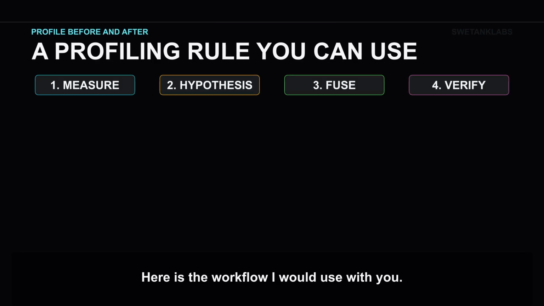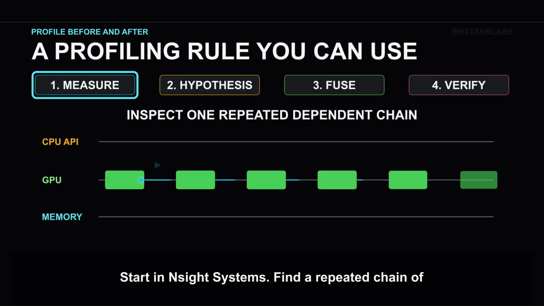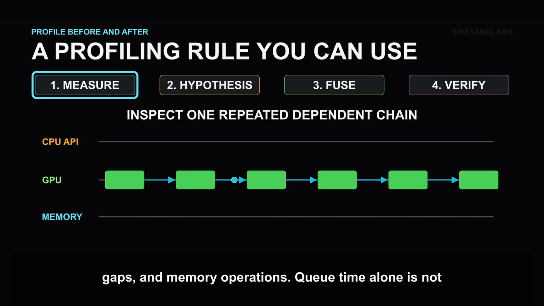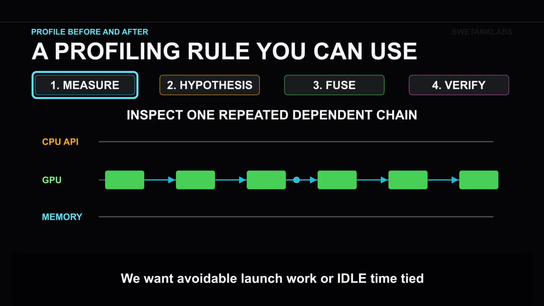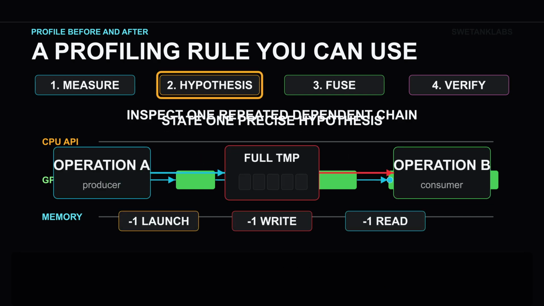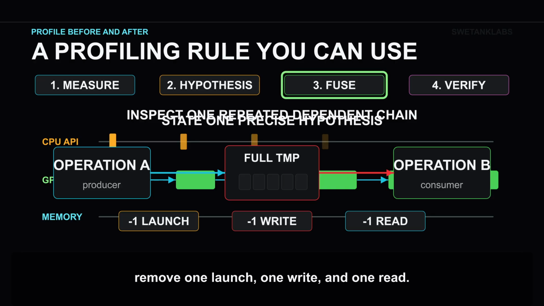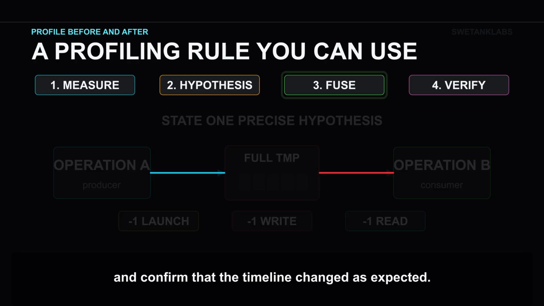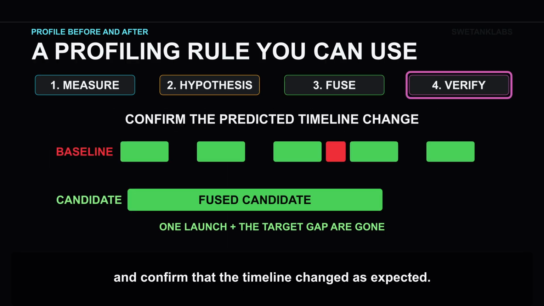Here is the workflow I would use with you. Start in Nsight Systems, find a repeated chain of short dependent kernels and inspect its API activity, gaps and memory operations. Queue time alone is not bad, it may mean the GPU is busy. We want avoidable launch work or idle time tied to the chain. Next, state one precise hypothesis. These two operations create a full temporary buffer, and fusing them should remove one launch, one write, and one read. Build only that change, then return to Nsight Systems and confirm that the timeline changed as expected.